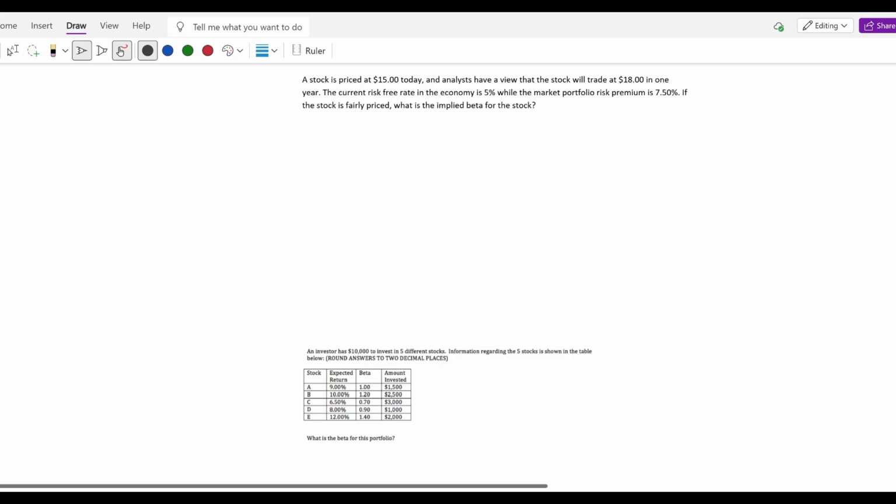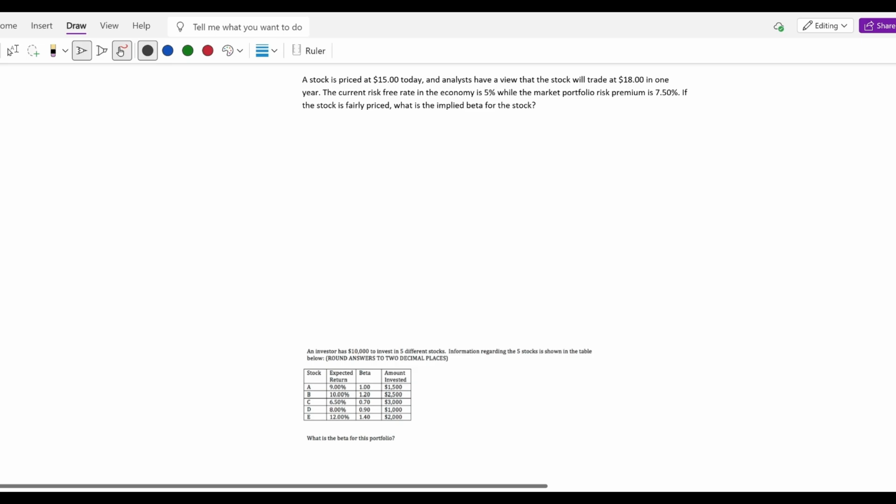So a stock is priced at $15 today, and analysts have a view that the stock will trade at $18 in 1 year. The current risk-free rate in the economy is 5%, while the market portfolio risk premium is 7.5%. If the stock is fairly priced today, what is the implied beta for the stock? So this is very similar to what we just did.